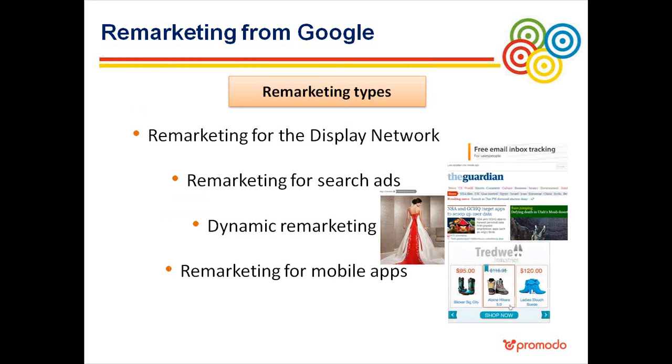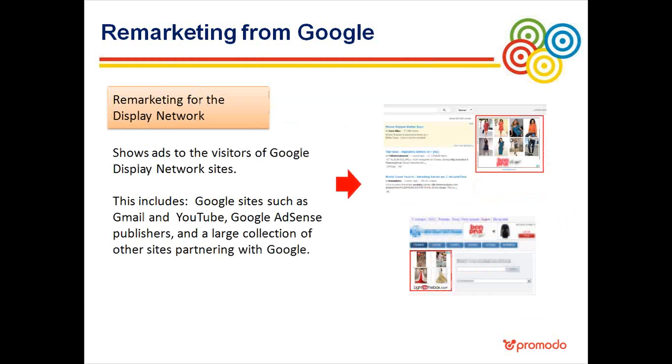Firstly, it is remarketing for the display network. It is remarketing for search ads, then dynamic remarketing, and remarketing for mobile apps. Now let's look at all of them in more detail. Remarketing for the display network. You might have seen this kind of advertising because the display network includes a huge number of different websites, including Google services and heavily visited everyday websites such as YouTube and Gmail.